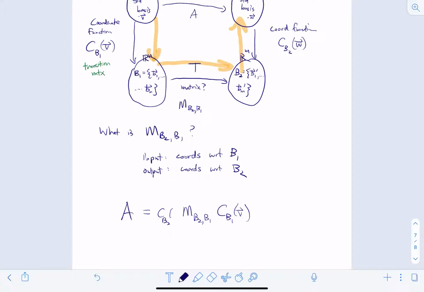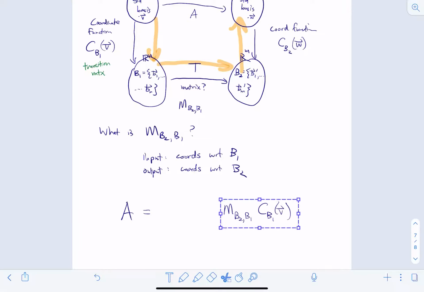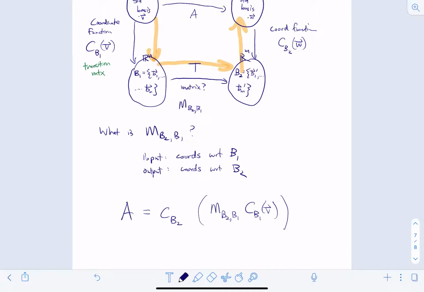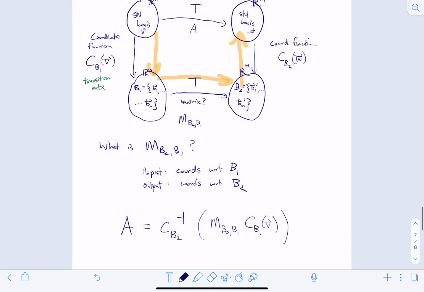Really, it's the image. I don't have enough room here, so let me move this over. We're taking the output there, and then we're going to change the coordinates back. So the input is going to be this whole thing here, and then it's going to be C B2 of that. But we have the inverse, because we're reversing the direction of that orange arrow.